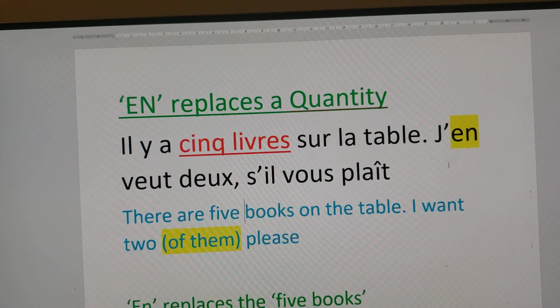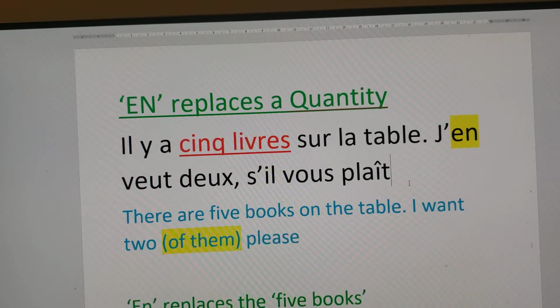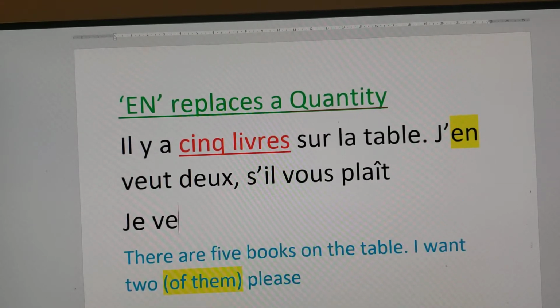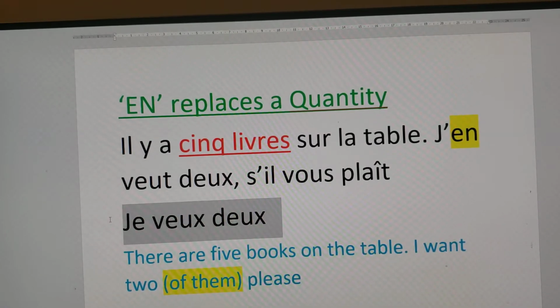Because that's not the way we use it. In French, we need to specify how much and of what we need, right? So that's why we use this word en. So je veux 2 is I want 2, right? But how do you specify 2 of what? So that's when we use this word en.